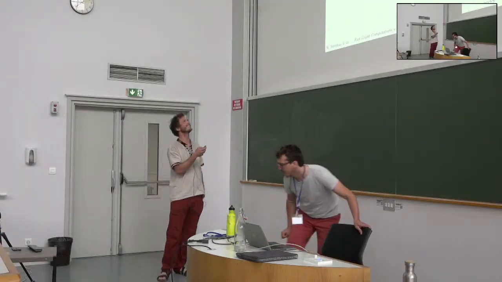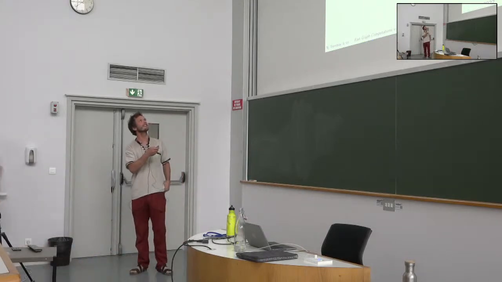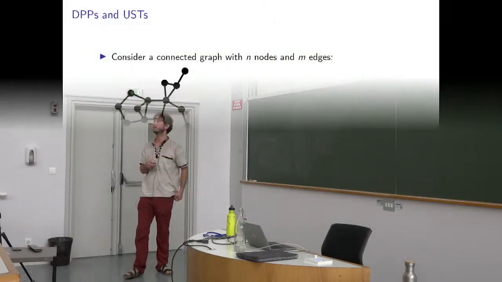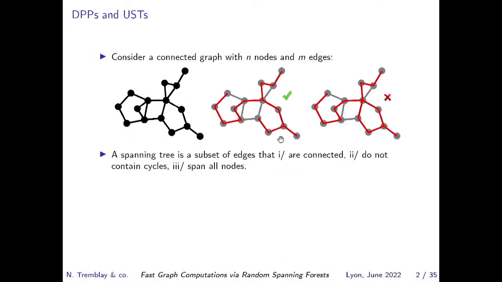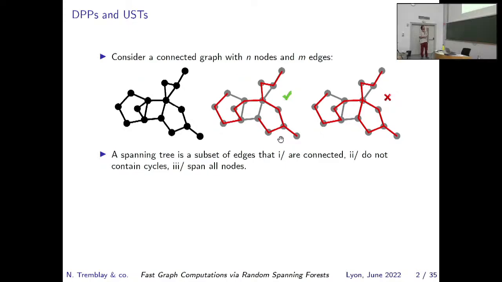So I consider a connected graph. Little n here will be the number of nodes throughout the talk, and little m will be the number of edges. I'm going to talk about spanning trees, and I'm very happy that Adrien talked right before, because there are actually many connections between what he does and what I do that are quite interesting.